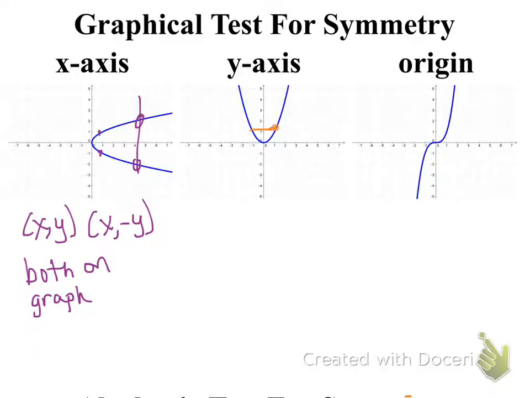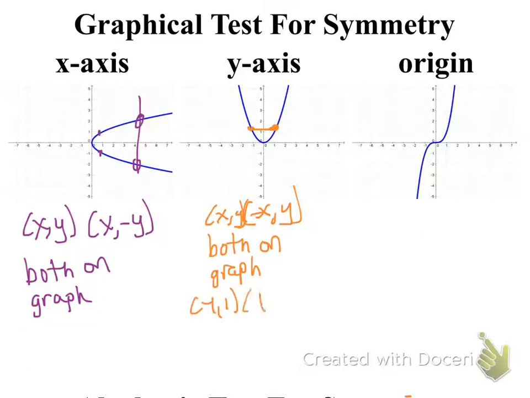We have the points (x, y) and (negative x, y) are both on the graph. Okay? So, for instance, in y equals x squared, like this one, we have negative 1, 1, and we have positive 1, 1, both there. And so we have x is negative 1 and the opposite of x would be positive 1, both on the graph. And so that's how we test it for y-axis symmetry.